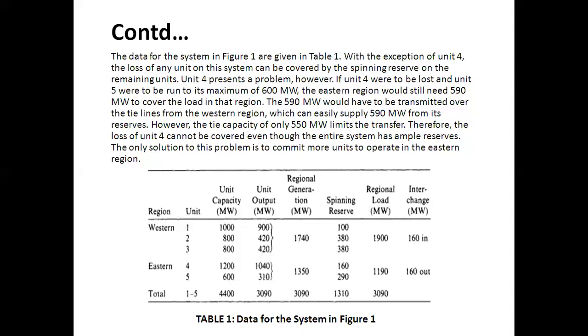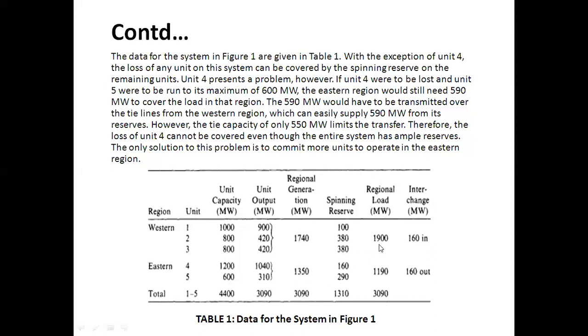Now let us concentrate on the regional load demand and regional generation. The regional generation of the western region, the summation of these three units, is 1740 megawatt, and the summation of the two eastern units is 1350 megawatt. So generation for the western region is 1740, and generation for the eastern region is 1350.